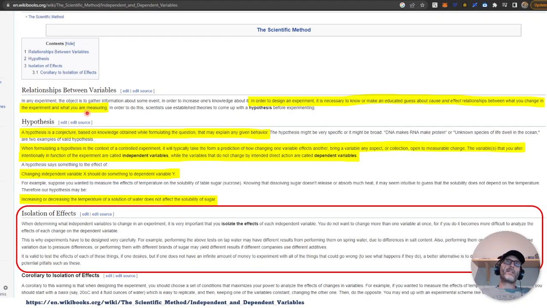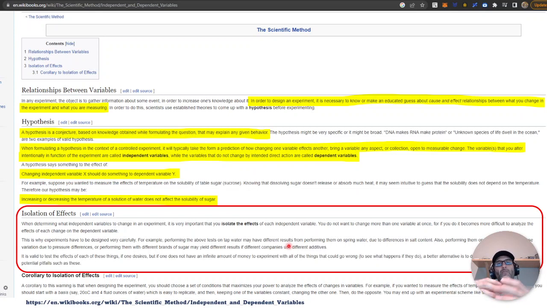So the scientific method, all this in yellow, we've talked about it. This is just from another source. This is from Wikipedia, independent and dependent variables. But one of the things that's really a key factor when you're doing your testing is isolating effects, right? You can't prove something without isolation.